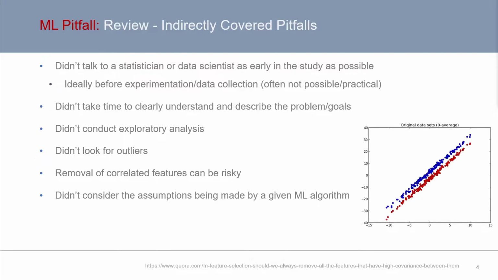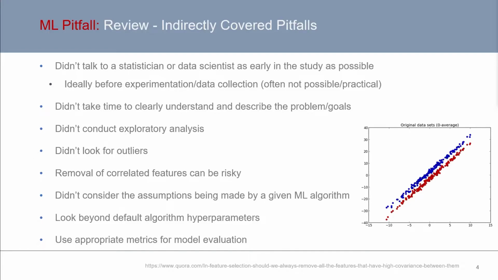A simple example of this might be relying on algorithms that assume linearity, while the underlying association is much more complex. Without considering the implications of this assumption, a researcher might incorrectly conclude that there's no reliable signal in a given dataset. Another common pitfall is failing to look beyond default algorithm hyperparameter settings by using some form of hyperparameter sweep. And as a last indirectly covered pitfall, failing to use appropriate metrics for model evaluation. We saw a basic example of this when using standard accuracy to evaluate a model with a large class imbalance.